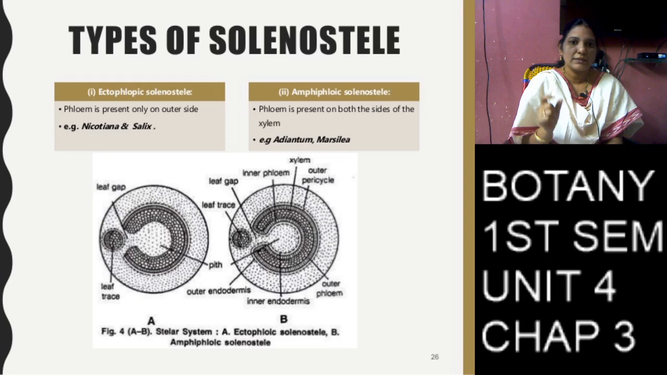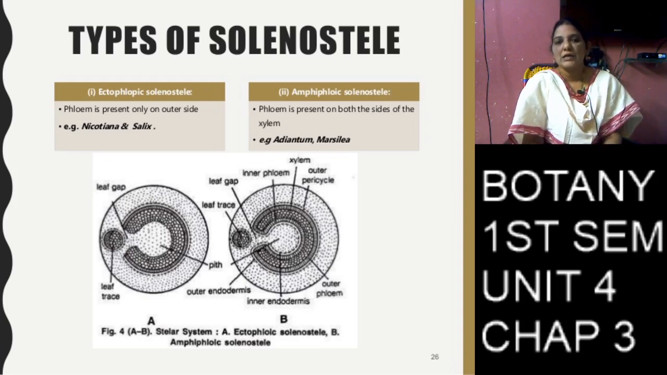only one gap here, only one gap. So that gap is called leaf gap, and only one leaf trace is present here. So the leaf trace is present opposite of the leaf gap. So this type of steles are called ectophloic solenostele and amphiphloic solenostele.